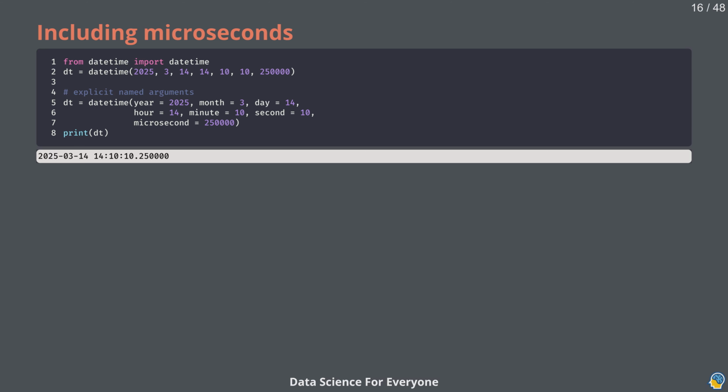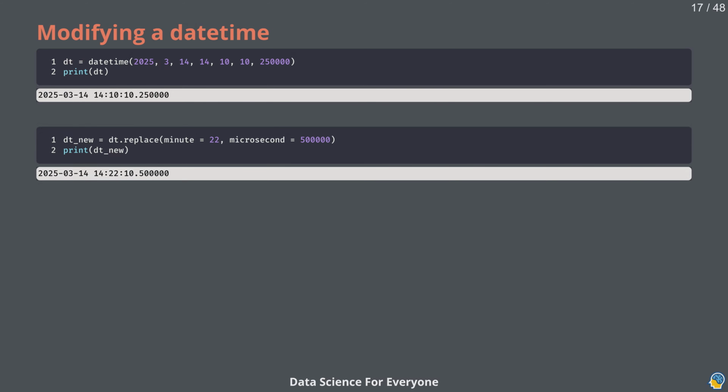That's a lot to remember. So if it helps, we can use named arguments as shown here. This makes the code easier to read and reduces the chances of mistakes. We can also take an existing datetime and tweak it using the replace method. For example, here we're replacing the minute and microsecond. This gives us the new updated datetime with the other values unchanged.